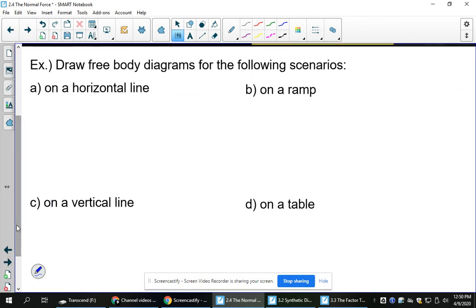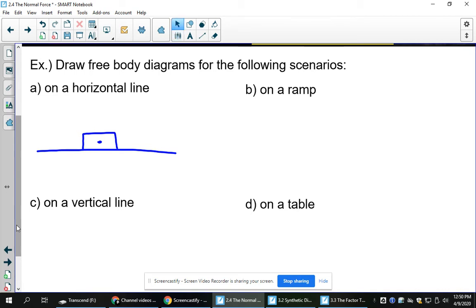So let's draw some free body diagrams for the following scenarios and take a look at where the normal force would be. So if we just draw a horizontal line and we've got our little box, what are all the forces acting on this box? Well, force gravity is always going to be acting, we say down, but really we mean towards the center of the planet.